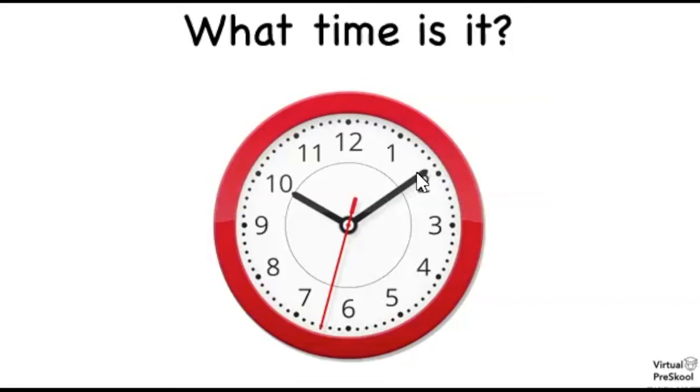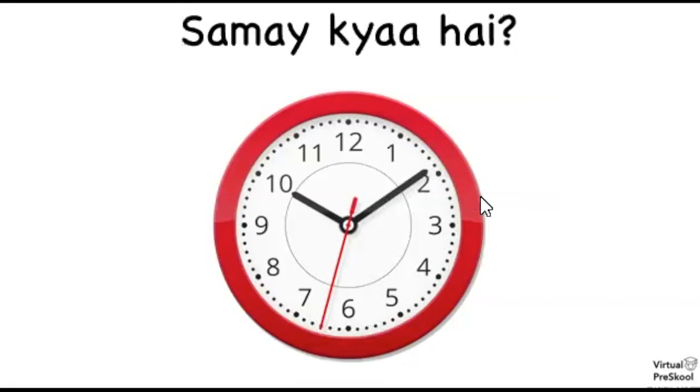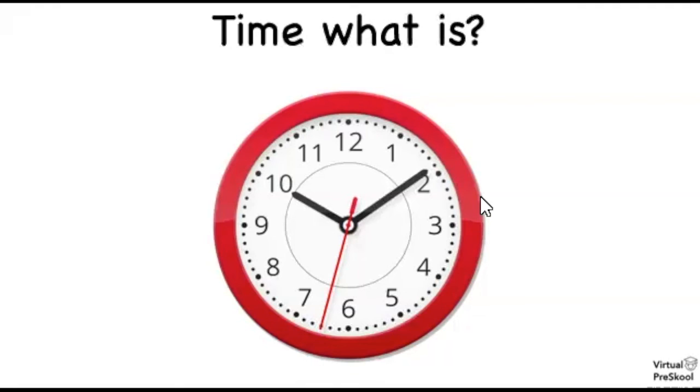I'm going to give you a few seconds to think about how we would translate this into Hindi. What time is it? We'd say, Samay kya hai? If we translate this into English from Hindi word for word, it becomes time what is. And that sounds kind of silly, right? But remember, the order of the words in Hindi is not the same as English. In Hindi, the subject is the first word and the verb is the last word. So again, we say Samay kya hai.